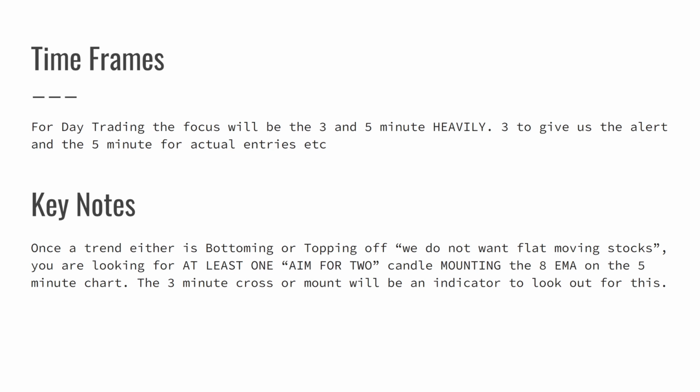Now, you also are going to want to make sure you're getting at least 1 candle mounting on the 8 EMA. We want to aim for 2, but 1 will kind of be pushing it. With the right circumstances, we'll give you that level for entry and that confirmation. We're going to get more to that here in a second. This is all on the 5 minute. Again, the 3 minute cross or mount will be the indicator to start looking out for the 5 minute.